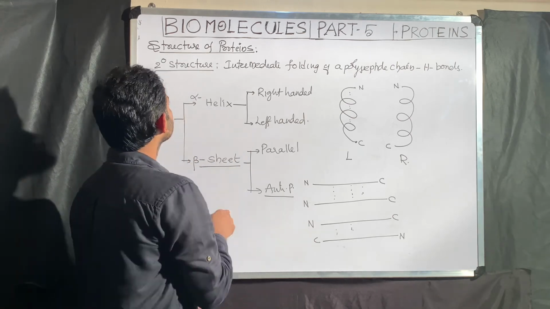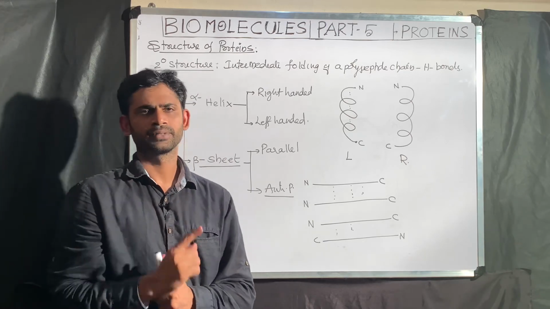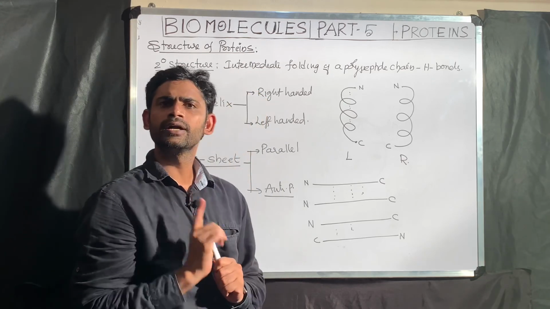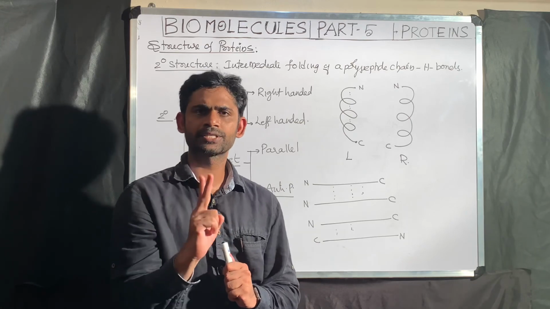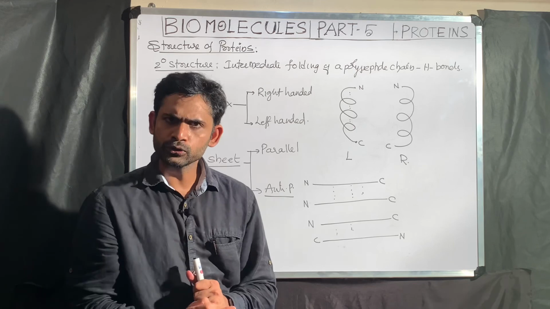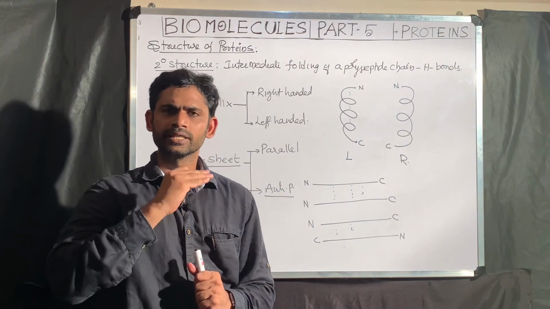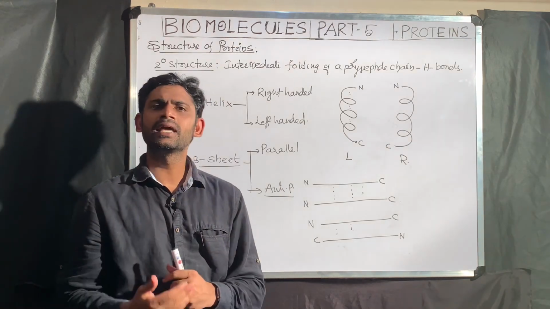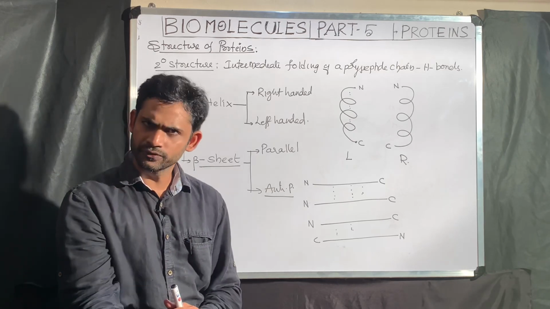So these are the different types of the secondary structure. You should remember only one point. What is the secondary structure mostly? It is the intermediate folding of a polypeptide chain stabilized by hydrogen bonds. One point. Next, right-handed alpha helix is the most common or most dominant secondary structure in the physiological conditions of the cell. The remaining levels, tertiary structure and quaternary structure, I will explain in the next video.